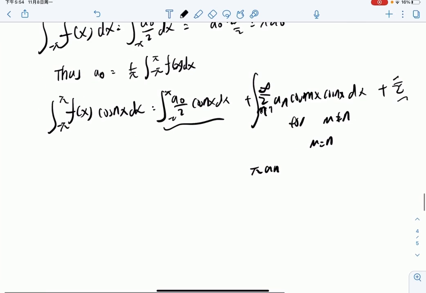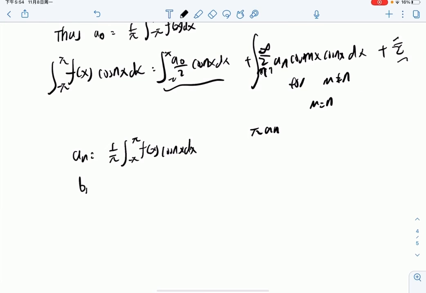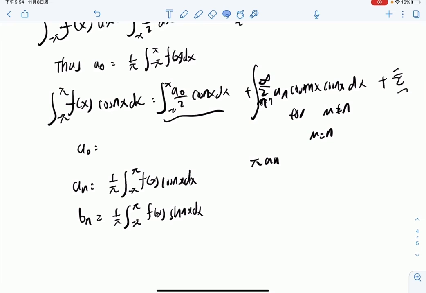And basically, an is equal to 1 over pi times the integral from negative pi to pi of f(x) cosine nx dx, and similarly you can see bn is equal to 1 over pi times the integral of f(x) sine nx dx, and a0 is equal to this. So now we basically proved the formula.